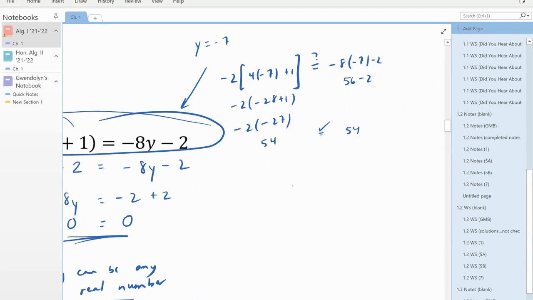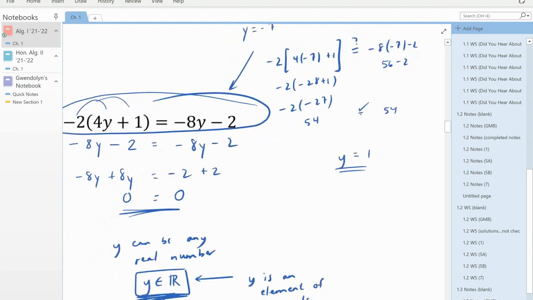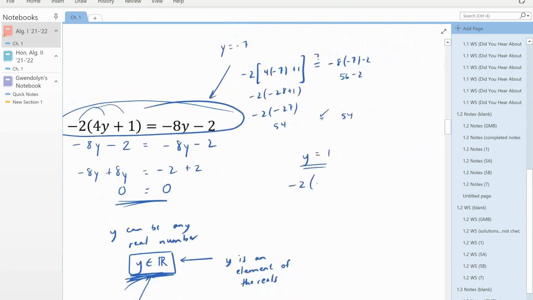Pick some other number. Let's pick y is 1. There it is. Wait, what did I just do? Y is 1. Oh, duh. I lost that negative right there. It's too early in the morning. Got the same thing. Not the same numbers, like this 54 and 54, -10, -10. Those aren't the same numbers.